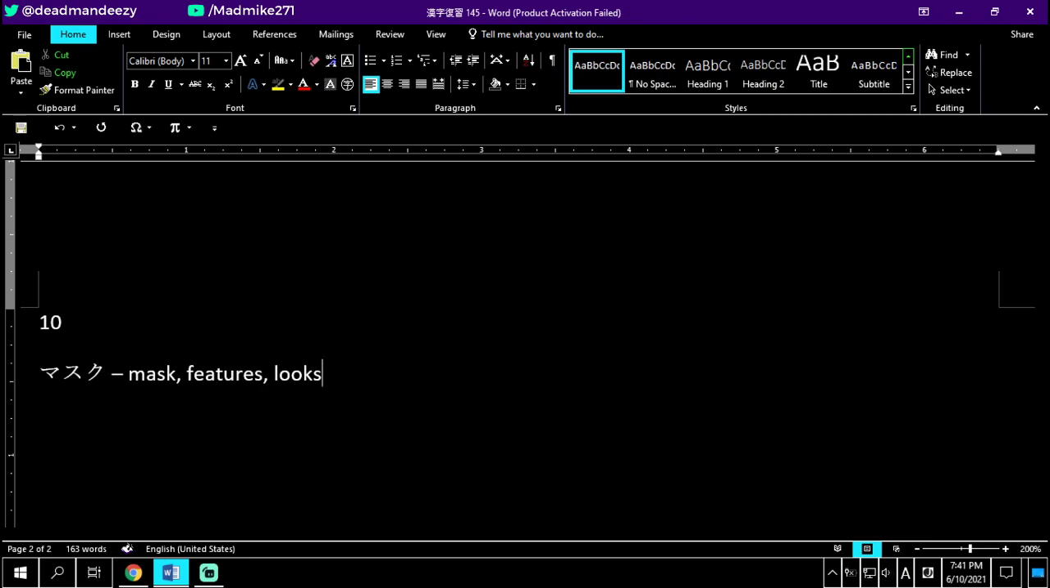Along with knowing kanji, you need to know which words aren't written in them. Japanese tends to have lots and lots of English borrowed words these days, and mask is one of them. Mask. Mask, features, or looks.